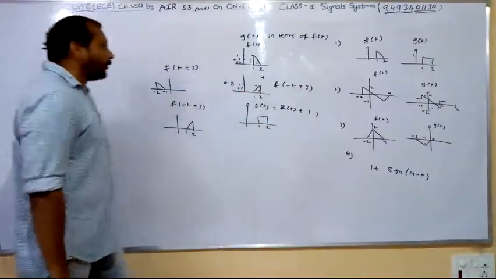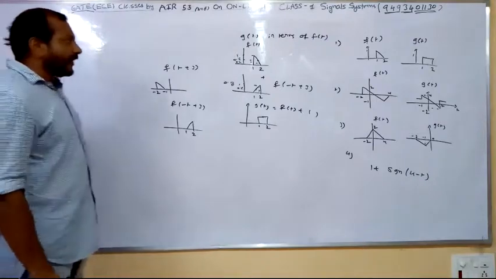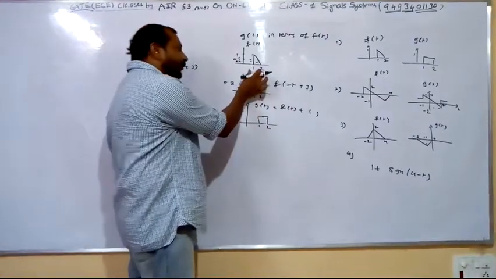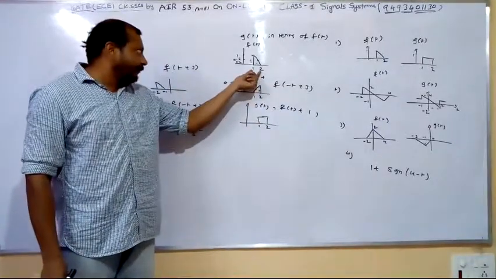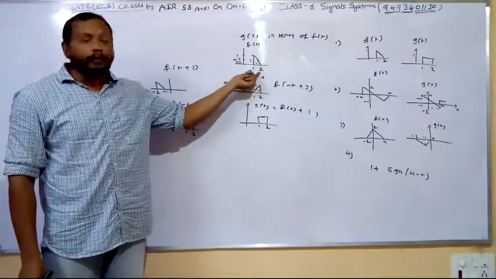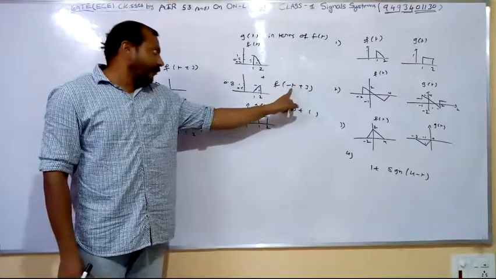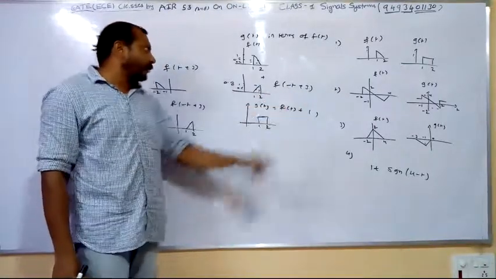How can you write it directly? By adding these two limits, 2 plus 1 is equal to 3. That is f of t plus 3, and simply you have to write f of minus t plus 3.